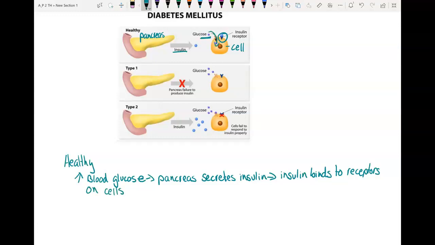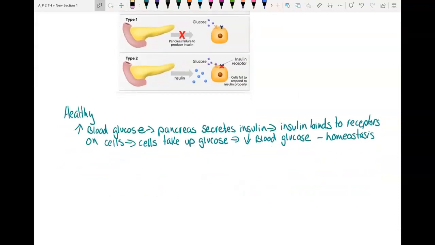And the cells take up the glucose. So here you can see the glucose goes into the cell. And as a result of taking up the glucose, the blood glucose level goes down. And because it goes down now, you are in homeostasis. So this is what happens every time you eat. The next two pictures show what can go wrong with this system. So we have type 1 diabetes mellitus and type 2 diabetes mellitus. So let's look at the type 1 diabetes mellitus.